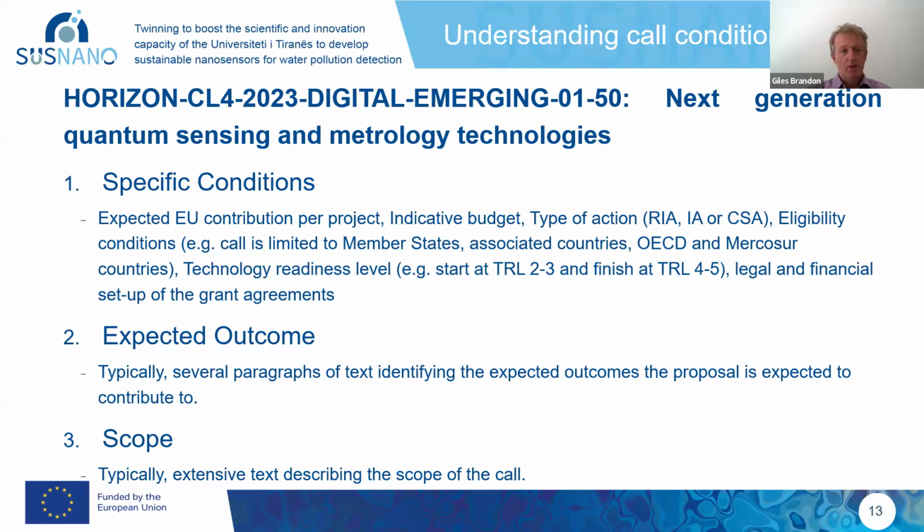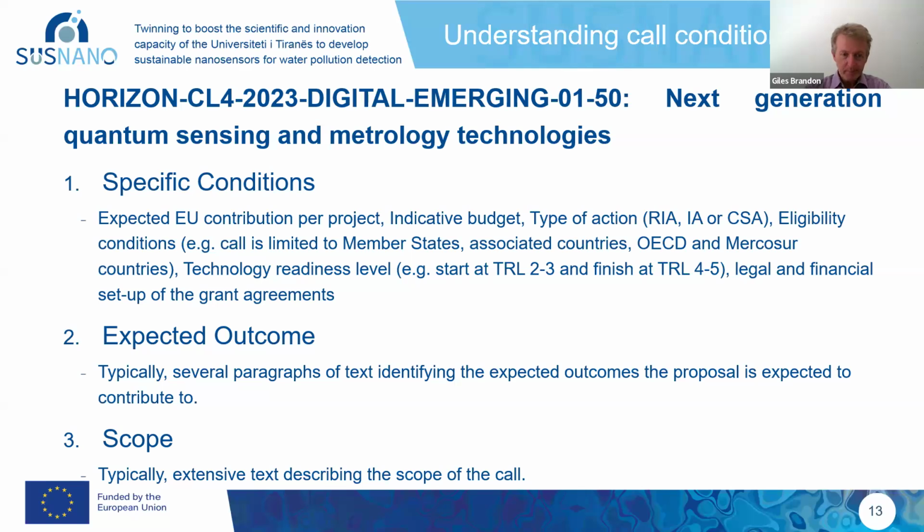There'll then be another section called expected outcome. And typically what you'll see is several paragraphs of text identifying the expected outcomes the proposal is expected to contribute to. When they talk about expected outcomes, what they're really saying is, at the end of the project, what sort of results will be created, yeah?